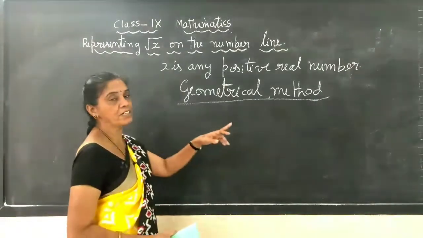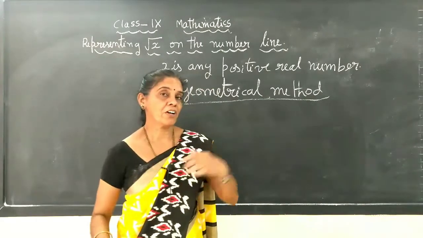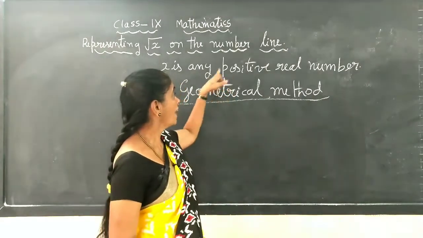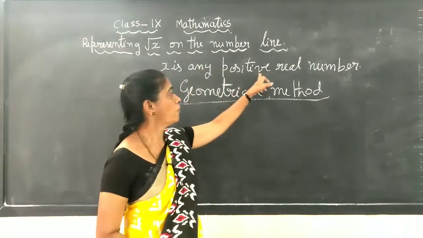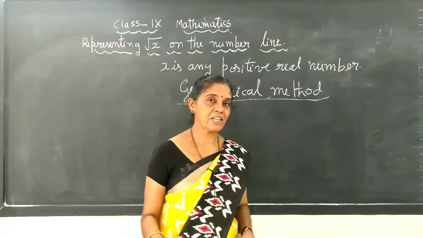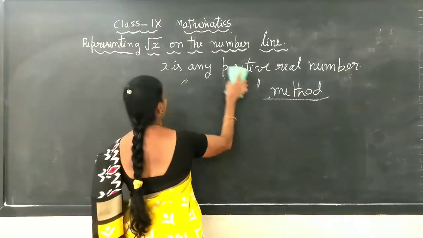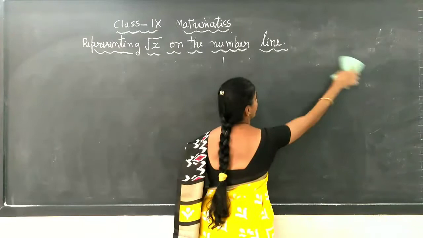But today we will learn using a different method. Geometrically we will draw or locate any square root x number which is a positive real number. That method we will learn in today's class. Okay children. Now one example we will take here.